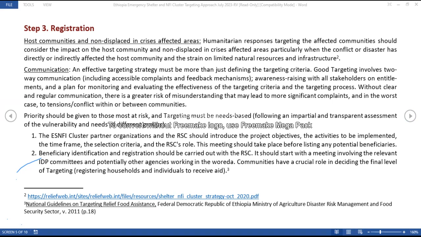While doing this, the people who are going to be selected have to be the affected populations, following clear selection criteria. So we have to ensure that's happening. So we have to have an effective communication strategy.